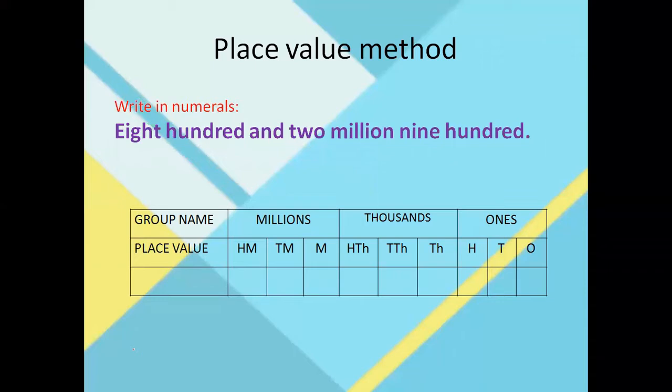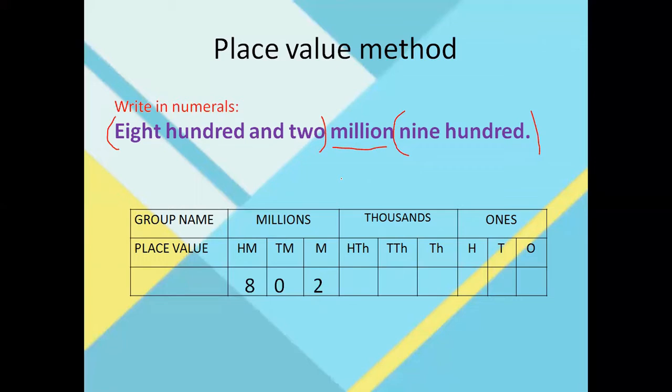Second question, 802,900,000. Once again, I will identify the group first. We have million here. There is no thousand. So I will consider the rest of them as ones. So 900 should be in the ones group. So there are only 2 groups, the million group and the ones group. You can see before the million, there is 802. 802 can be written as 802. In the millions group, there is no thousand. So I should fill zeros in the thousands group.